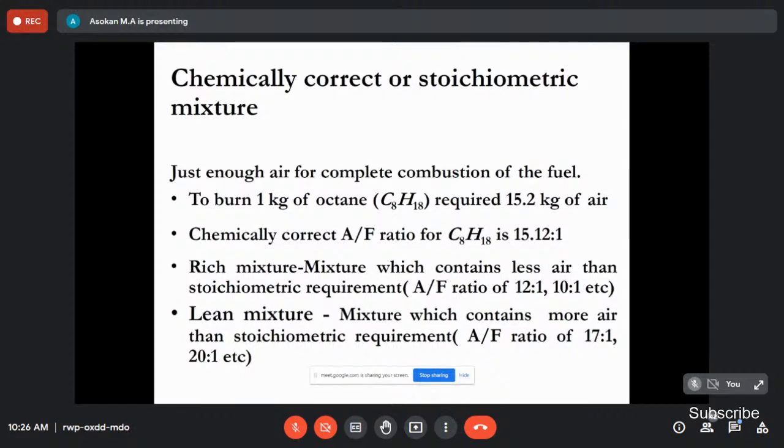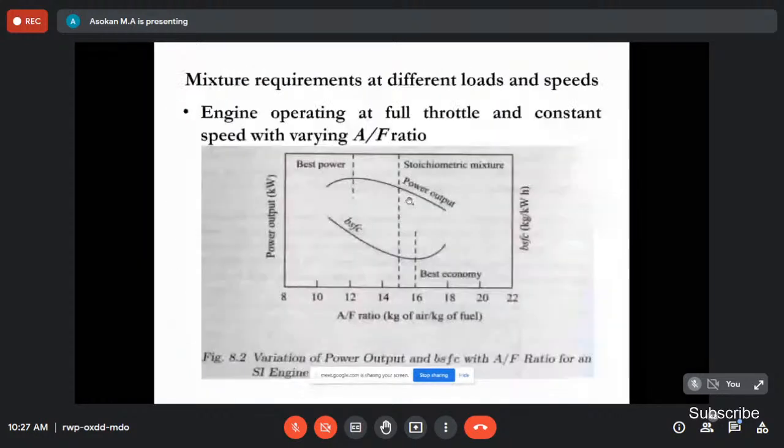It is a 12:1 or 10:1. That is the rich mixture. So a lean mixture is greater than the stoichiometric ratio, meaning 17:1 or 20:1 is the lean mixture. So there are different mixtures required for different load conditions.